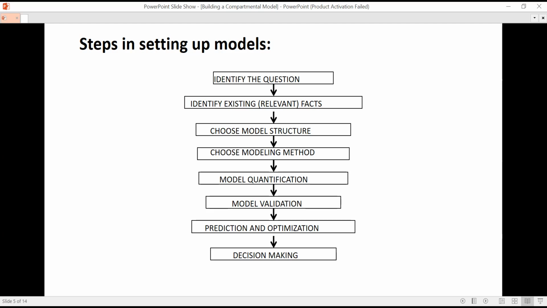The first thing is to identify the question. Definitely that is the first key step. You have your project at hand, you have your program at hand, you have the disease of interest at hand. So then you identify the existing or relevant facts. And here is what we are referring to as the epidemiology of the disease.